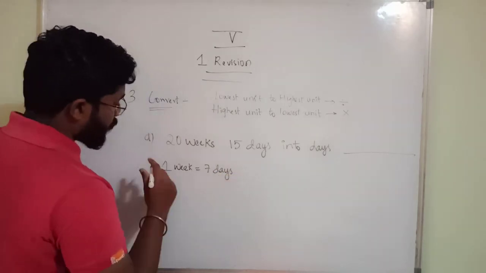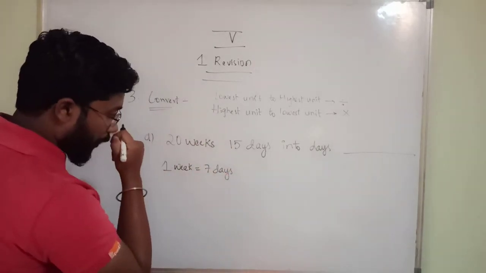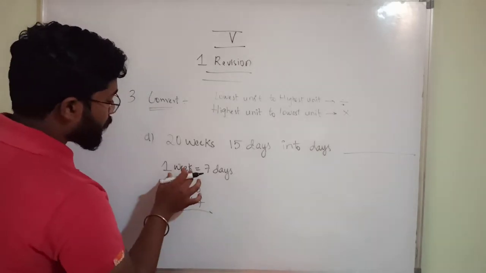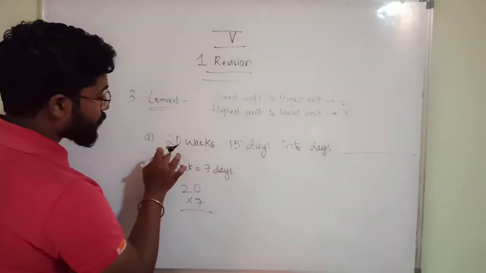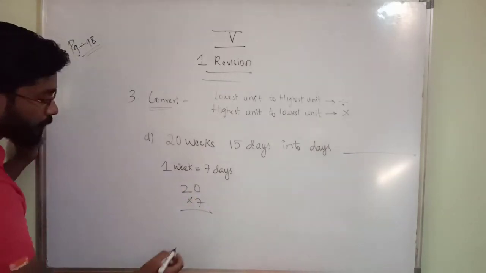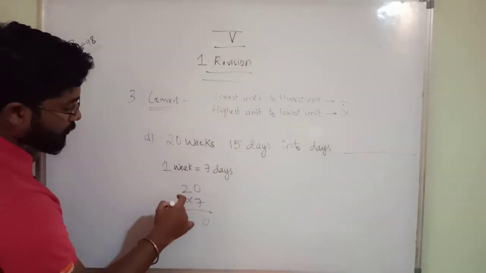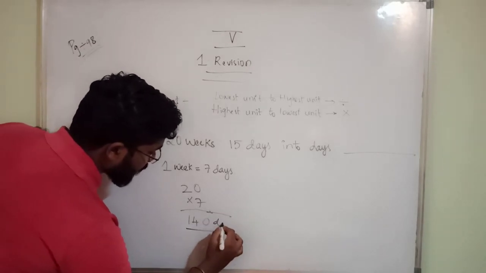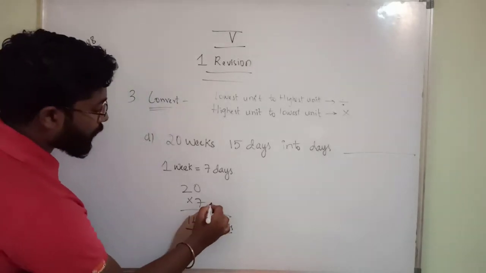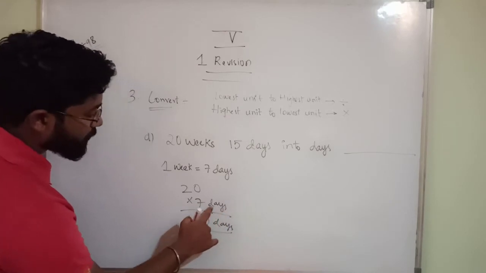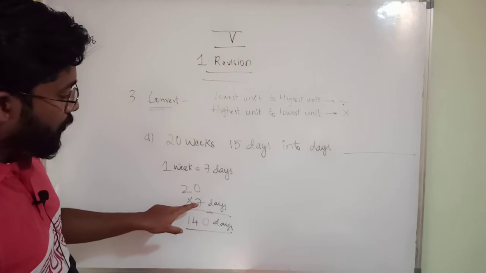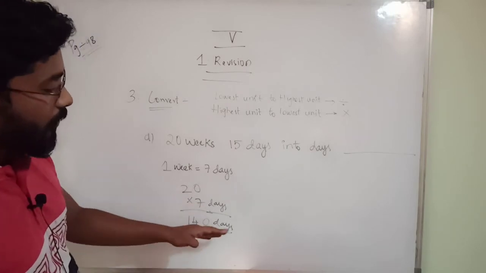So to convert weeks into days you have to multiply 20 with 7, means 1 week equal to 7 days. So 20 weeks, 20 into 7, 7 zeros are 0, 7 twos are 14. This is 140 days. You are having 140 days. This unit is days, no? 7 days. So 20 into 7, 140 days.